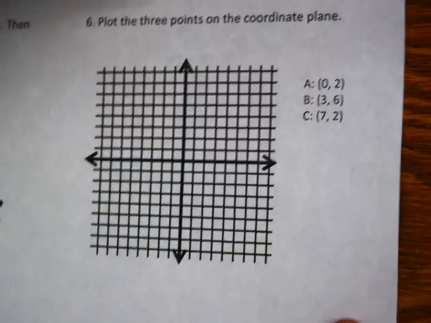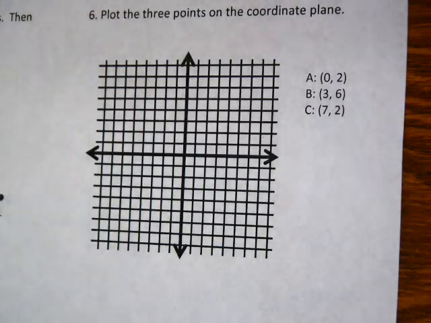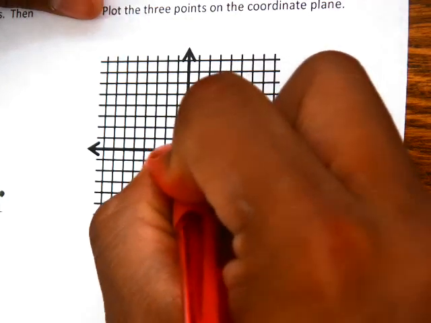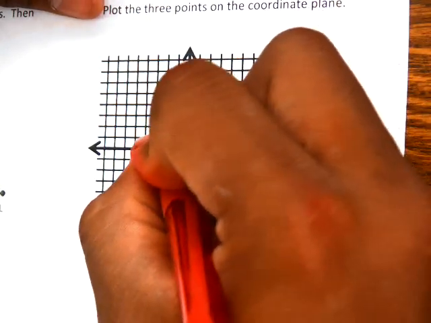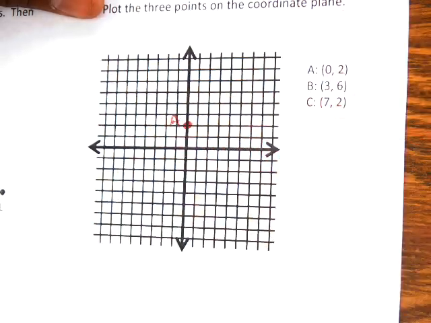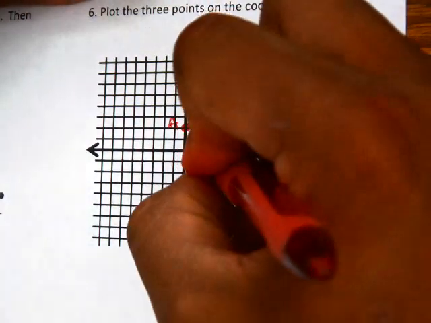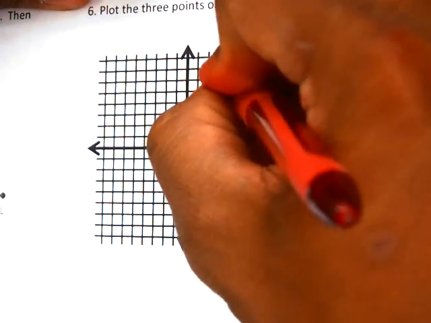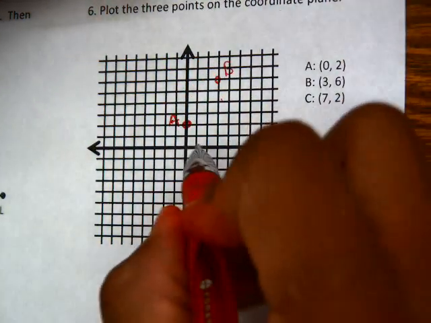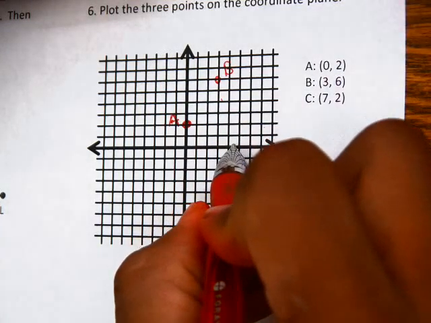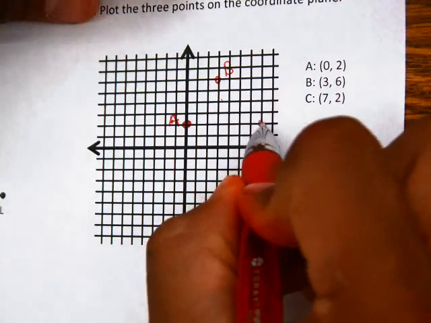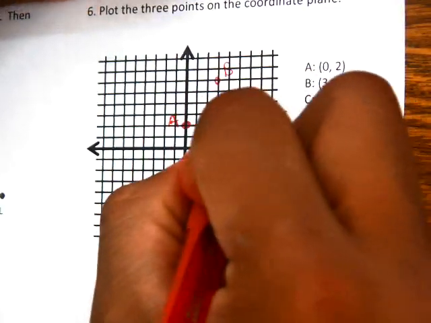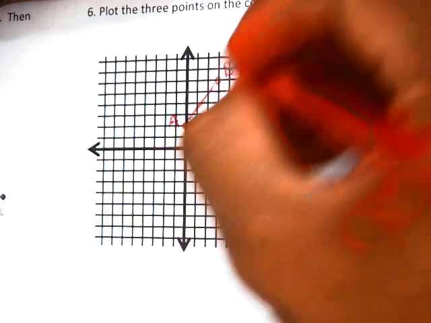Okay. So number 6, I'm going to plot these 3 points, and then we're going to do a bunch of stuff with it. So let's plot them. 0, 2 is right here. That's A. 3, 6. That's B. And 7, 2. 1, 2, 3, 4, 5, 6, 7, 2 is C. They would form a triangle.